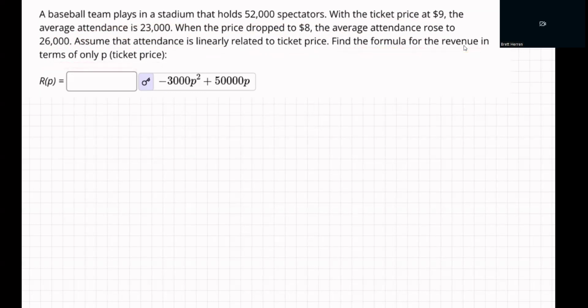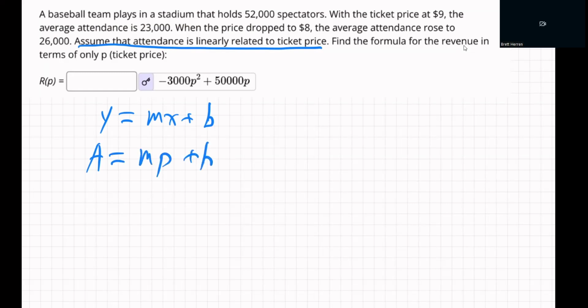All right. So first off, they say, important line, assume that attendance is linearly related to ticket price. So that means we're looking at a linear relationship like y equals mx plus b, but the y is going to be attendance, and the x is going to be price. So x is price, y is attendance. All right. So now, what are we going to do?